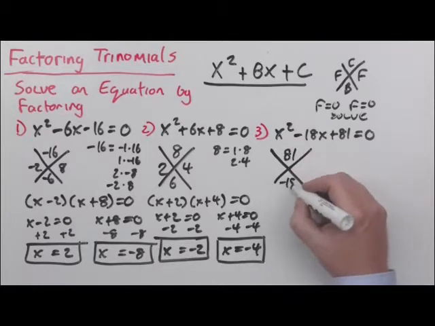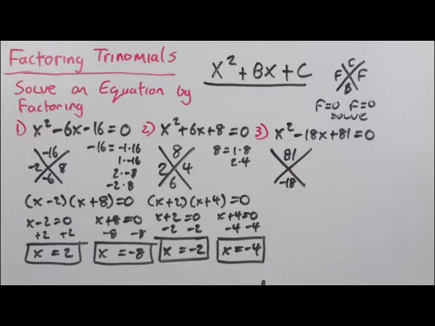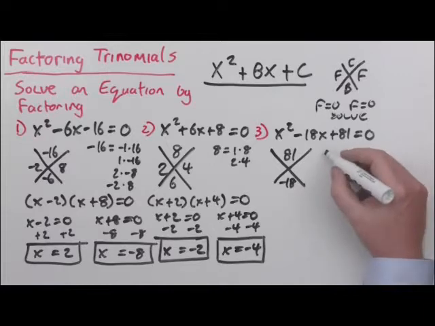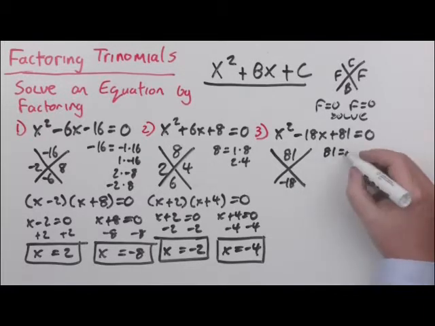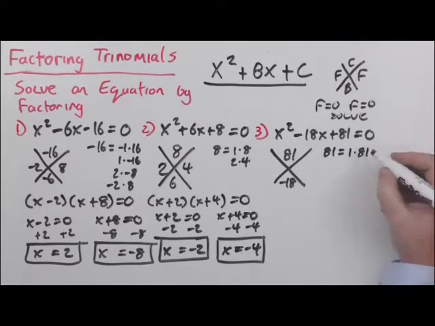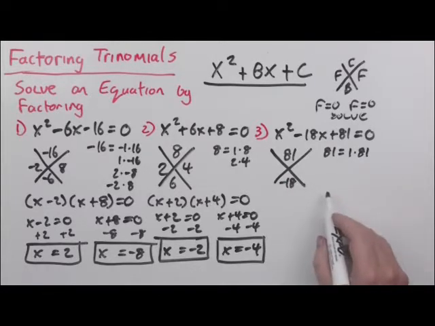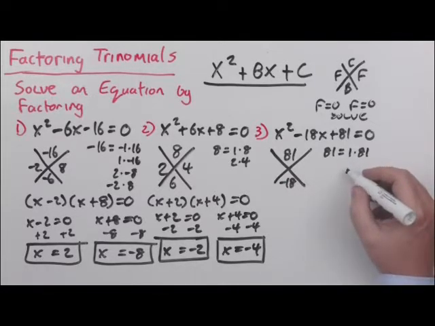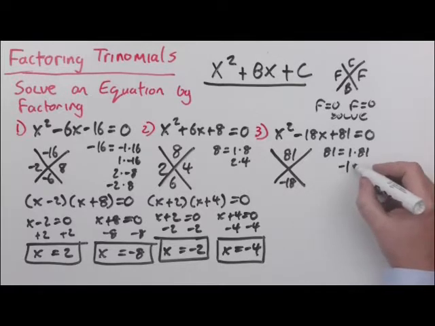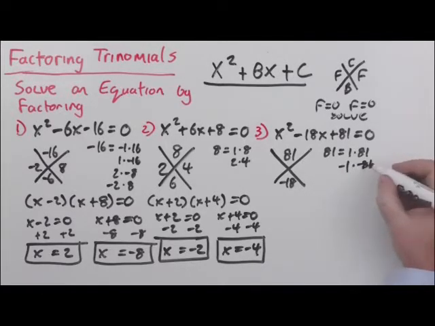So I have 81 and negative 18. Let's see what makes 81. Well, that would be 1 times 81. Now that's certainly not going to add up to negative 18. Negative 1 times negative 81. No, that's still not going to add up to negative 18.